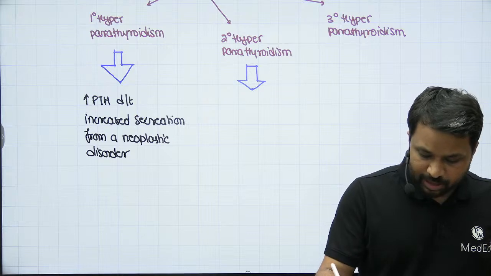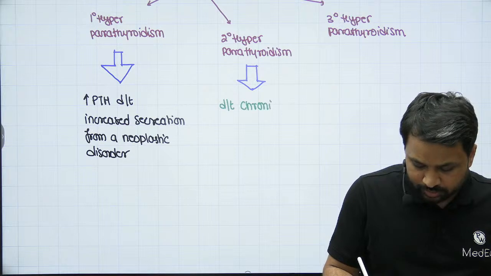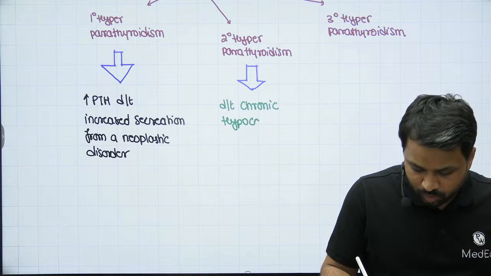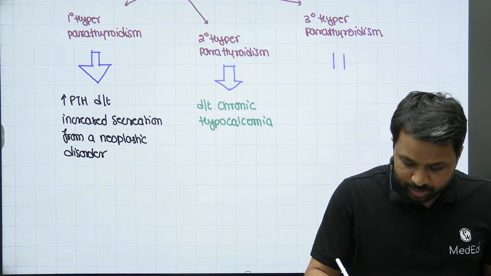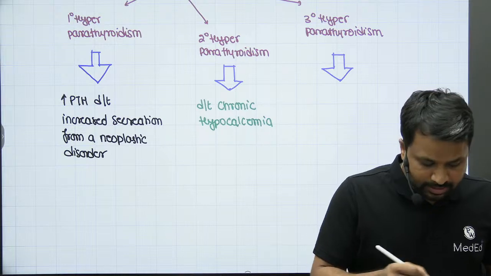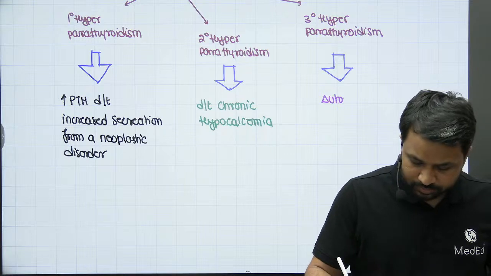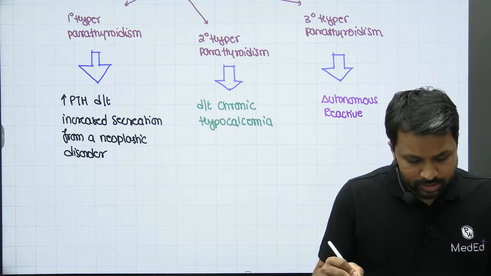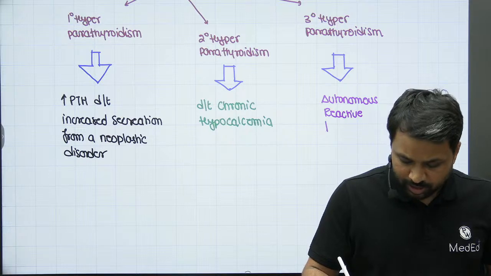So when you say secondary hyperparathyroidism, it is due to chronic hypocalcemia. That is secondary hyperparathyroidism. When we talk about tertiary hyperparathyroidism, this is what we call autonomous reactive hyperplasia. It is an autonomous reactive hyperplasia.